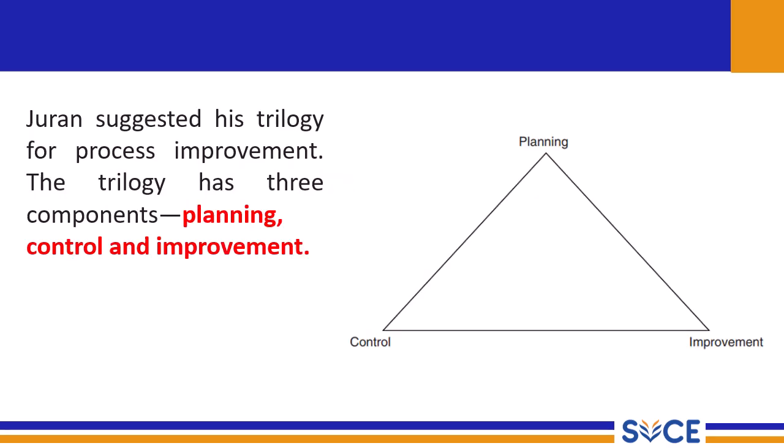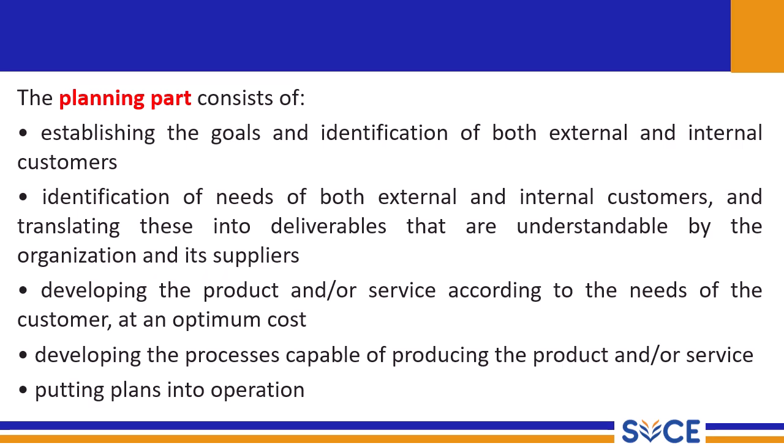Juran suggested this trilogy for the purpose of process improvement. The trilogy has three components: planning, control, and improvement. You can see there is a triangle here, so it is all interrelated. The planning part consists of establishing the goals, identification of both external and internal customers, identification of needs of both internal and external customers, translating these to deliverables that are understandable by the organization and its suppliers, developing the product and service according to the needs of the customer at optimal cost, and developing processes capable of producing the product and services.